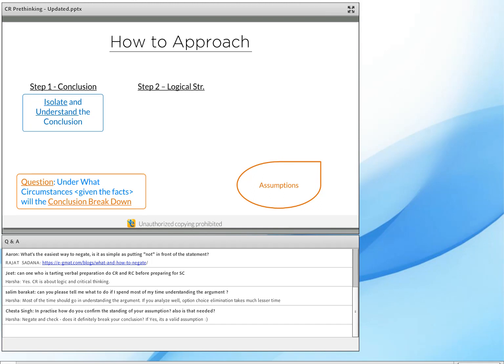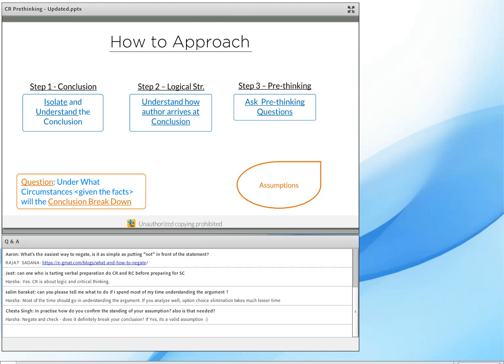The second thing you have to do is focus on answering this question: how does the author arrive at this conclusion? What logic does the author use to arrive at the conclusion? And then you ask a pre-thinking question. It's a question that we would formulate. And this has to be done in these three steps. Don't mix these steps together. Don't miss any one of these steps.